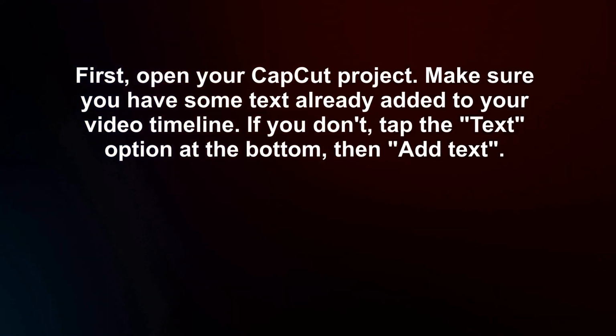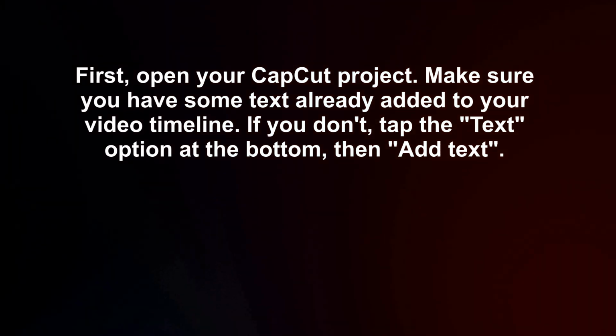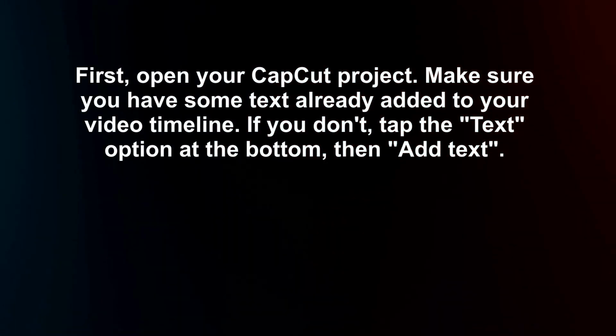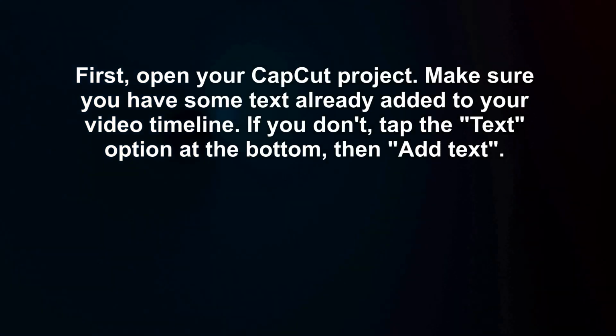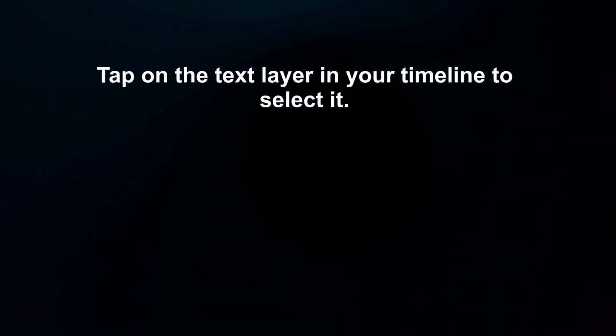Make sure you have some text already added to your video timeline. If you don't, tap the text option at the bottom, then add text. Tap on the text layer in your timeline to select it.